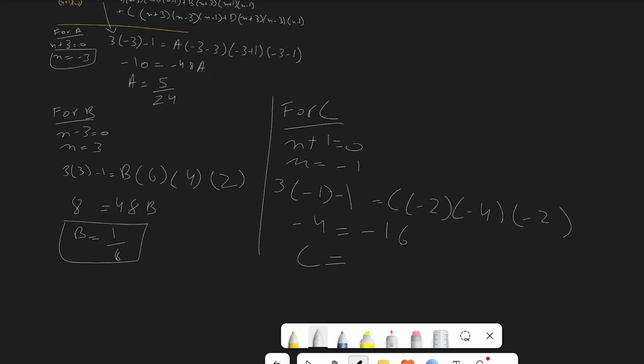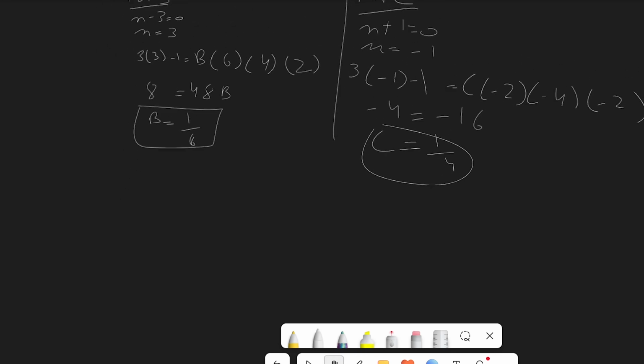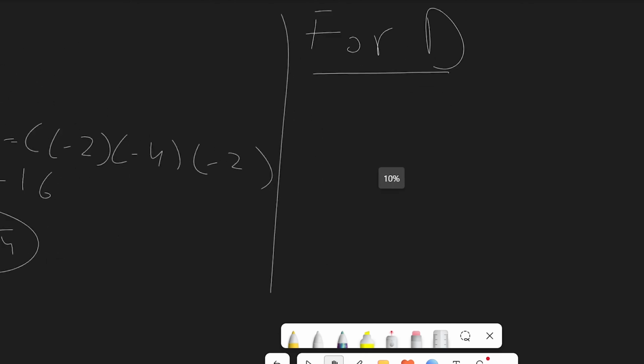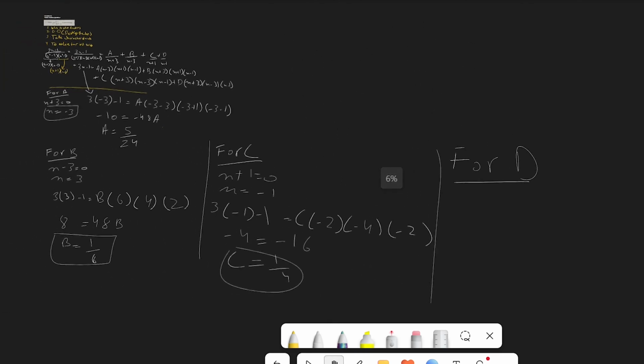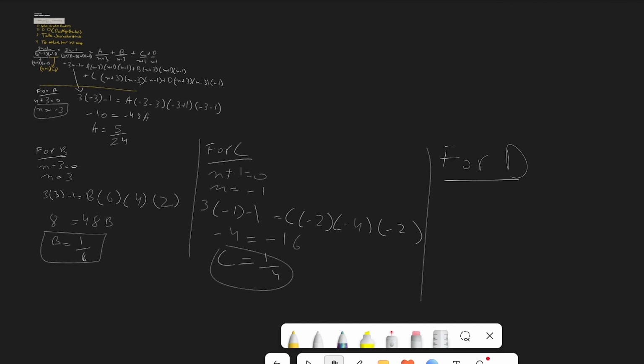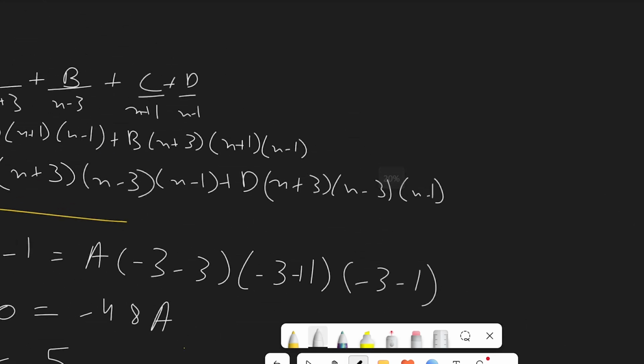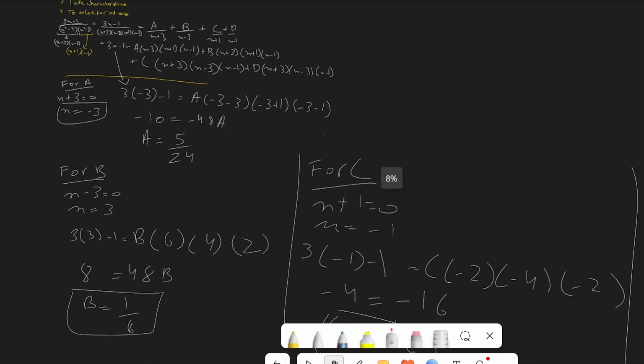C is equal to minus 4 over minus 16, and that is 1 over 4. Now the last thing we have is D. I encourage you to solve it yourself and just see the answer. If you still don't get it, I'll do the working for you, and then you see the working. So if we have x, we take the characteristic value of D this time. So what is that? D over x minus 1. So x minus 1 is equal to 0.